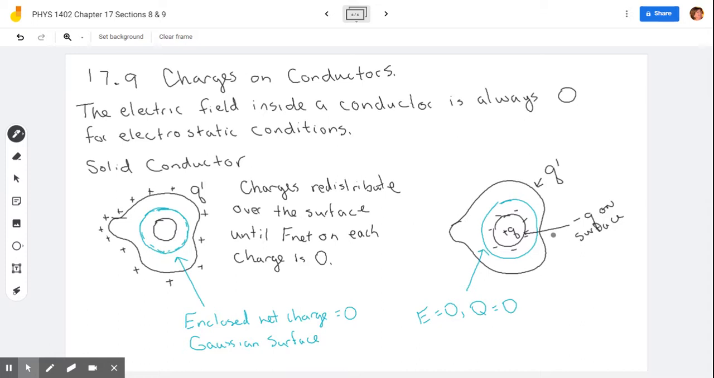If this attracted an amount of charge equal to negative Q, where did it come from? Well, it came from the surface here. I now have to have an additional charge of plus Q on the outer surface. So this charge on this outer surface that was originally Q prime is now Q prime plus Q. So now we would have even more positive charge.